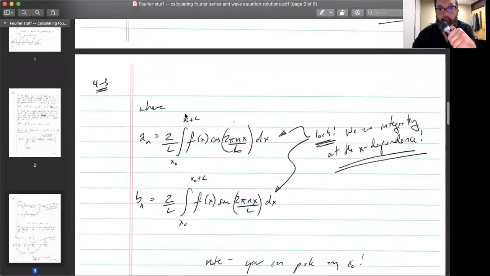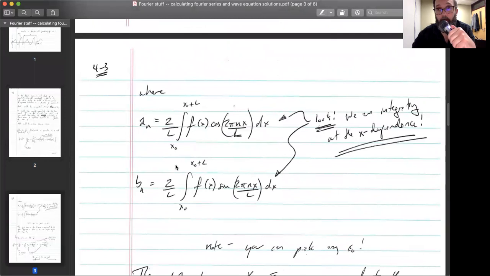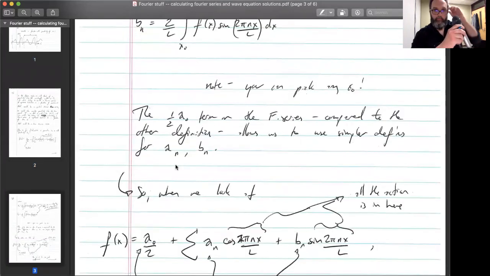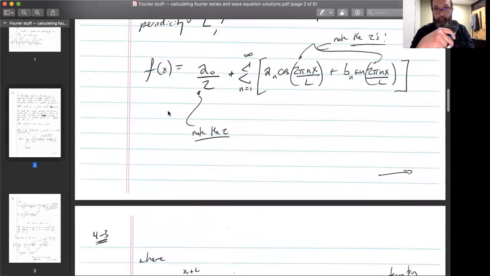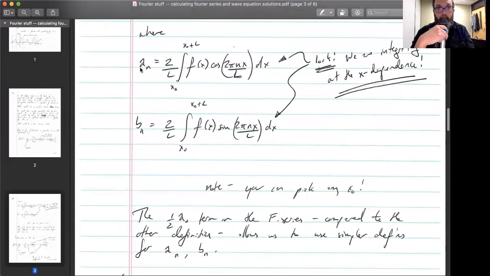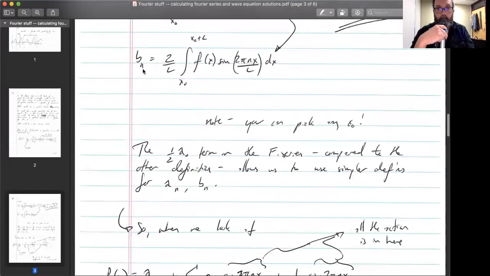So once you pick wherever x naught is, you know where you're going: x naught plus L. But x naught is arbitrary. It does not matter. We mentioned this 1 over 2 times a naught term. Compared to the other cookbook we had for generating a_n's and b_n's, we had a separate rule for a naught there. Here, by putting a factor of 2 in the Fourier series, we get rid of that separate rule. This can now be used for a sub zero.